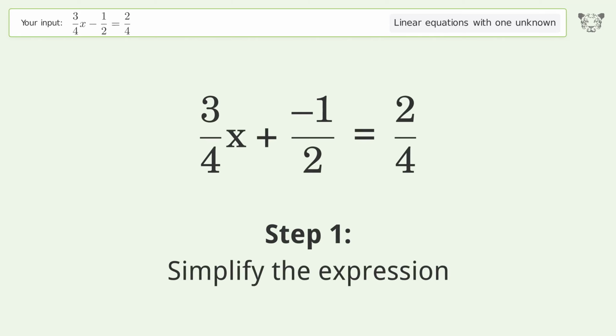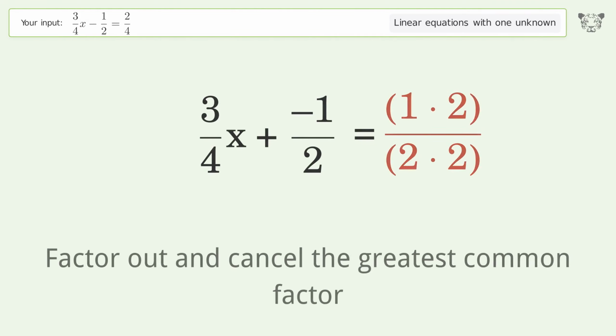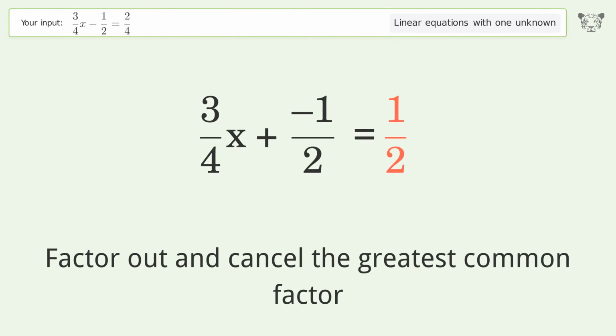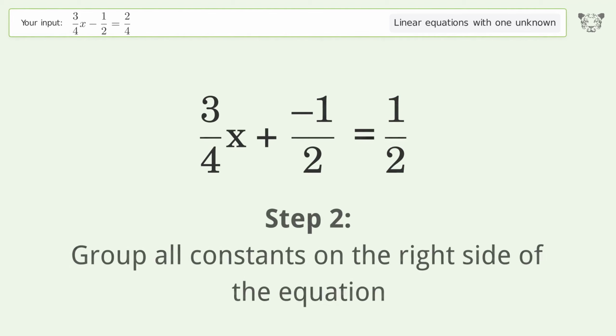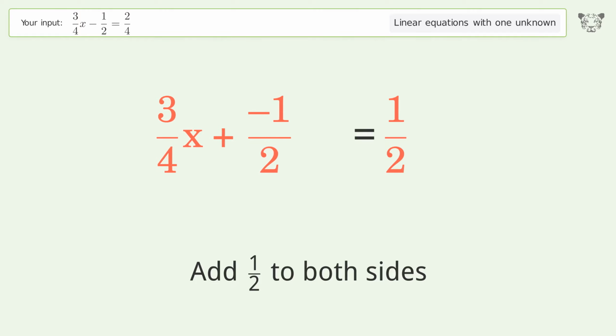Simplify the expression. Find the greatest common factor of the numerator and denominator. Factor out and cancel the greatest common factor. Group all constants on the right side of the equation. Add 1/2 to both sides.